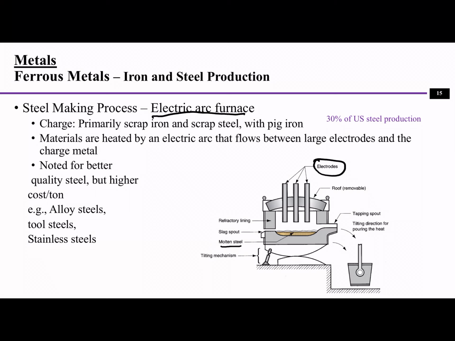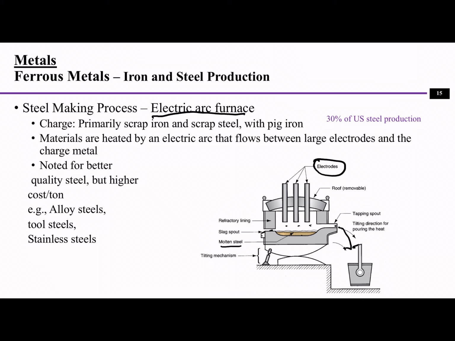You see the molten steel at the bottom here, and also the slag will come out from here, and these are the electrodes. And the molten metal will be poured into this ladle, right? Molten metal will be poured here. So this method usually has a better quality of steel and also higher cost.